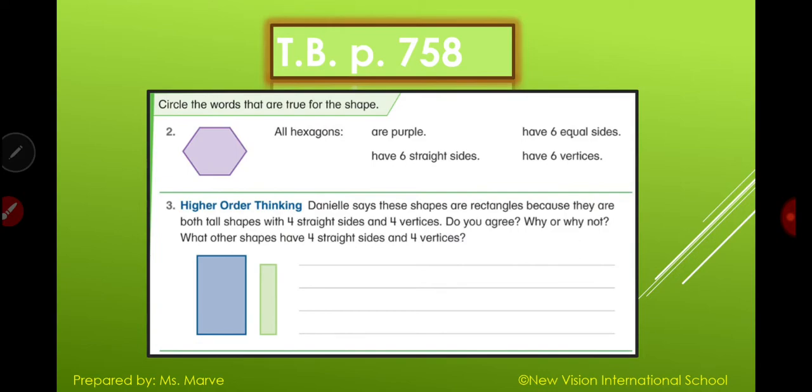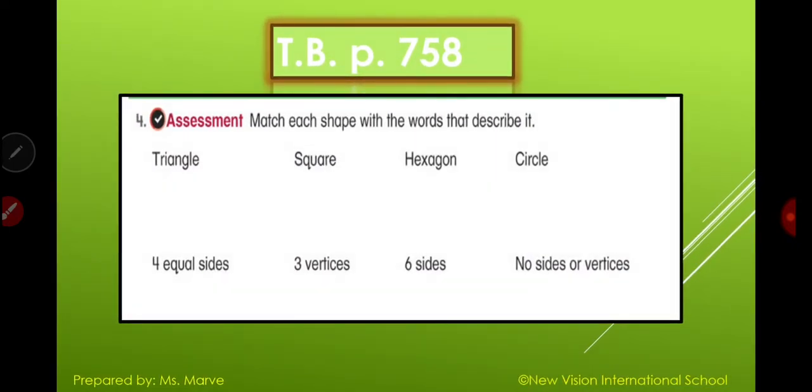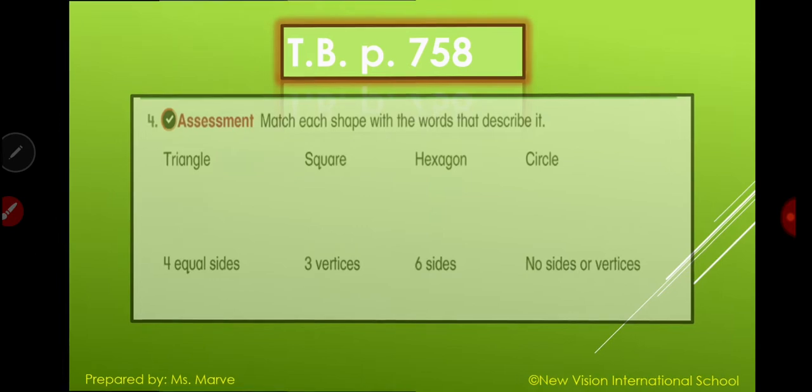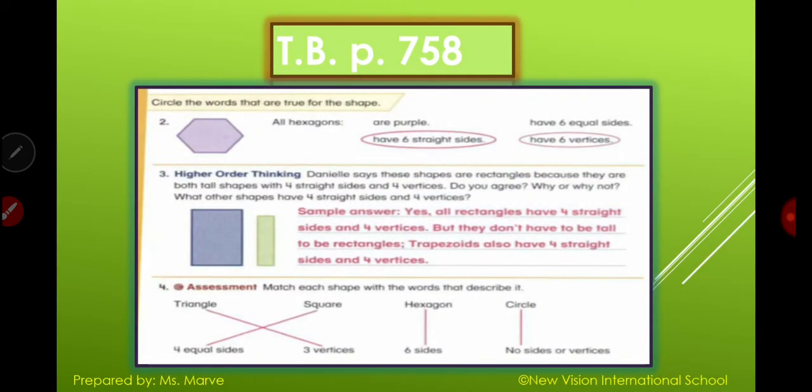Okay, let's move to page 258. Number 2. Okay, still the same. You are going to circle the correct explanation of the hexagons. And number 3, you're going to read it on your own and try to answer it on your own. And you can check your answer along with number 4. There, you can pause the video. Okay, great job.